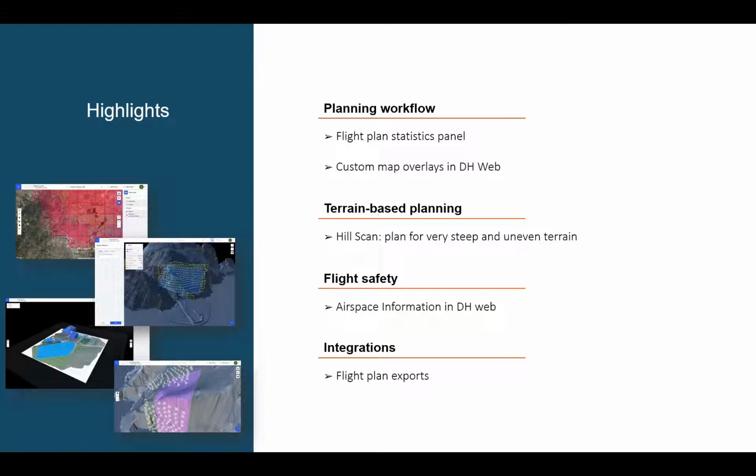We'll talk about the new feature in terrain-aware planning, which is called Hill Scan. It's very useful for planning missions for very steep and very uneven terrain, so we'll describe this feature. We'll talk about flight safety and the integration of airspace information in Drone Harmony Web. We've integrated the excellent data of a partner of Drone Harmony called Altitude Angel, and it's now available in Drone Harmony Web for display of real-time airspace information.